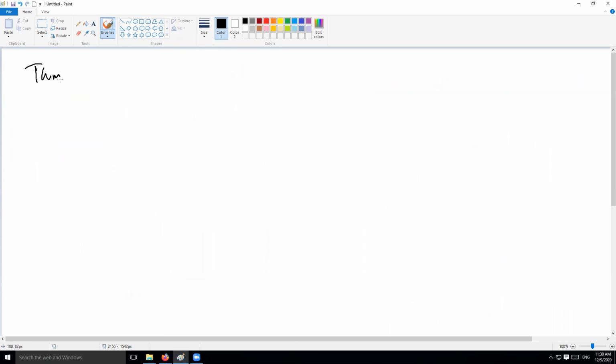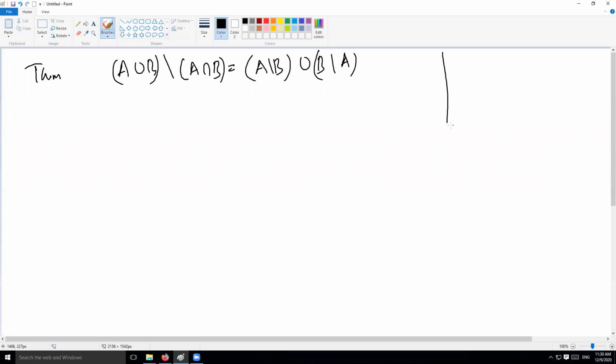So the theorem says again, A union B minus A intersection B is equal to A minus B union B minus A. Can you think of a one-liner proof? Anyone? Keep in view this: the proof comes from this identity that A minus B is the same as A intersection B complement. Can you see why this is true?